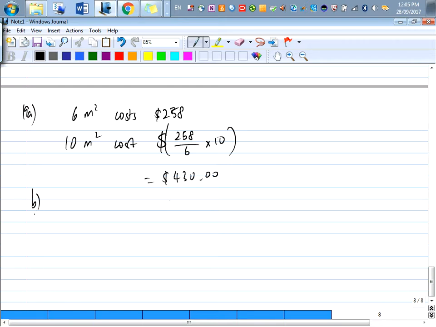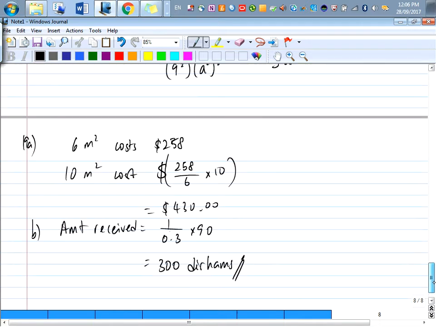Now in part B, we have 1 dirham. It's 30 cents. So now the amount received is equals to 1 over 0.3 times 90, which is 300. If you put $300, you are wrong. Okay, your units must be correct. Right, Runchen? What? You don't even know that you went wrong.